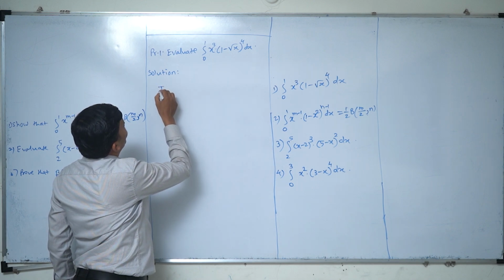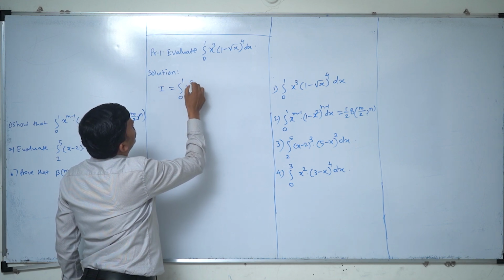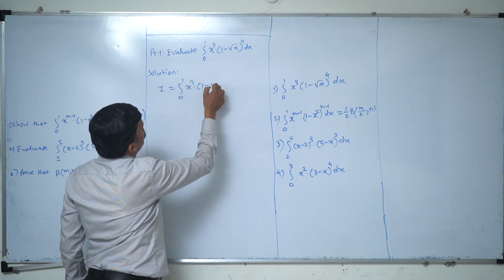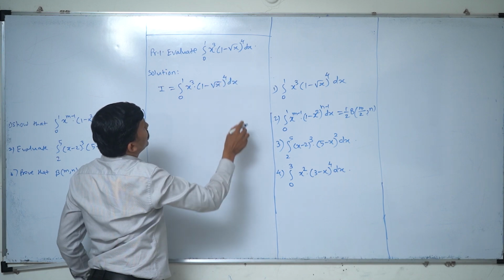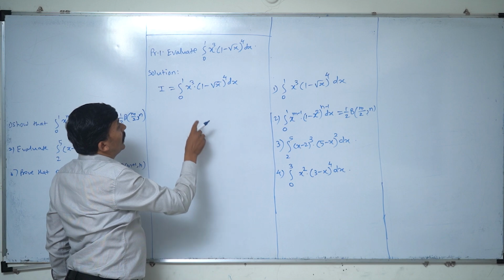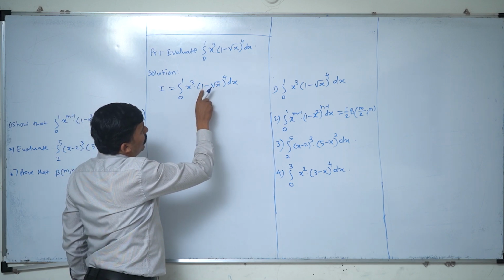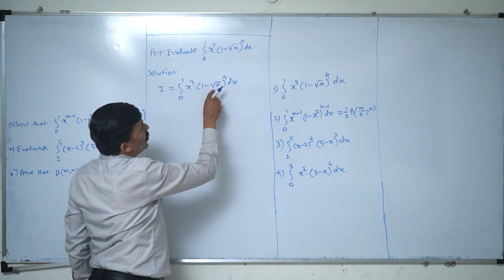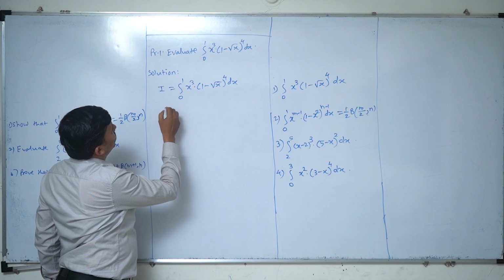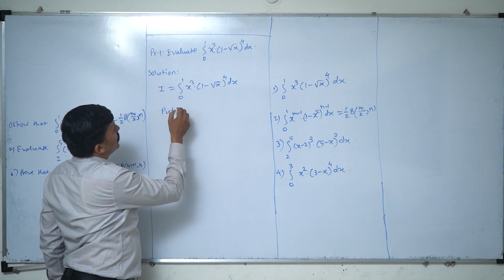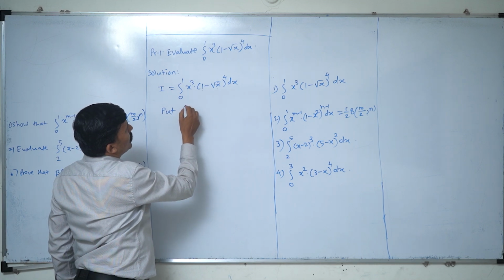So first step, say that integral as I, equals integral from 0 to 1 of x cube into 1 minus root x raised to 4 dx. Then this integral contains a bracket, and inside the bracket 1 minus root x. So you have to use the first definition of beta function. What is the substitution? Substitution is second term of bracket upon first term equals to t.